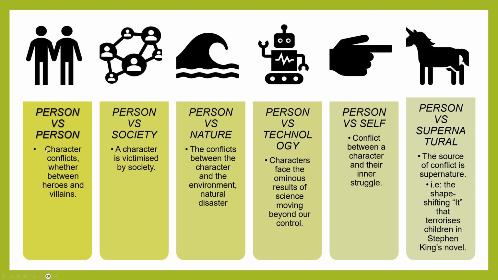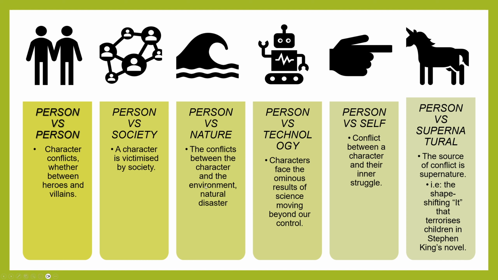Conflict can be person versus person, so character conflicts between heroes and villains. Person versus society: for example, the character may be just released from jail, and the society doesn't trust them. So there's person versus society.